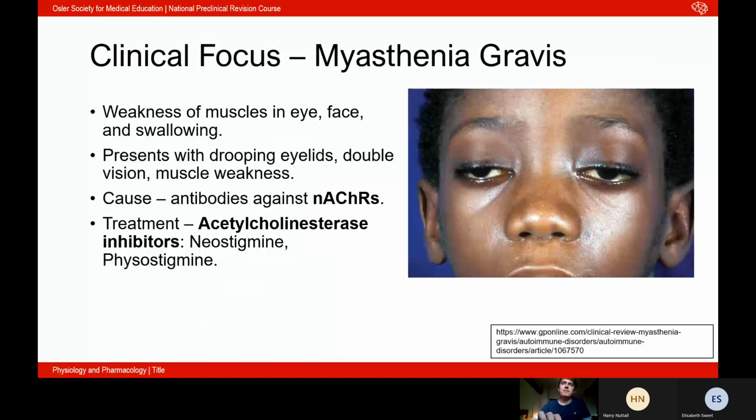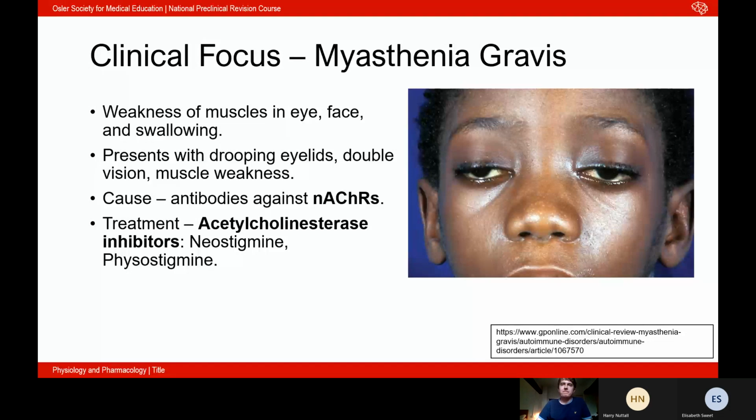So the core symptoms of myasthenia gravis are weaknesses of muscles in the eye, face, and swallowing, and these are all areas where there's a high drive onto the muscle, and so it presents with drooping eyelids, double vision, muscle weakness, which can be throughout the body, but is particularly in the face and hands. And so its cause is antibodies against the nicotinic acetylcholine receptors. So it's an autoimmune disease, and it selectively knocks out these nicotinic acetylcholine receptors.